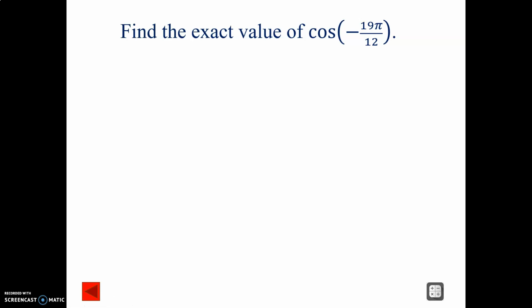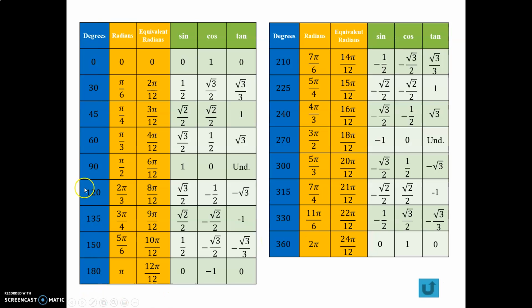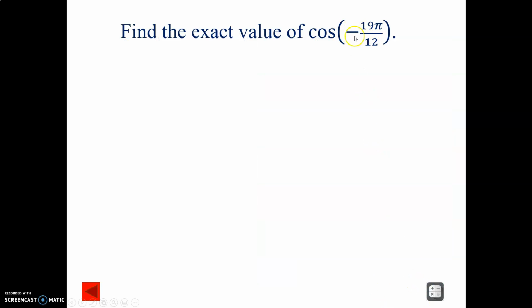Cosine negative 19 pi over 12. So just like in the previous problems where we had degrees and we're using the strategy of 45 degrees, well, 45 degrees is the same thing as 3 pi over 12. So this will kind of sort of be the base we use. We want to manipulate 3 pi over 12. So if we see here, I could use my negative 19 pi.